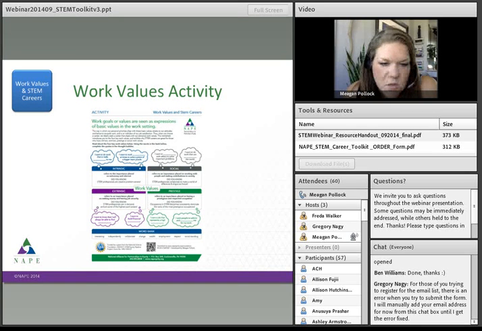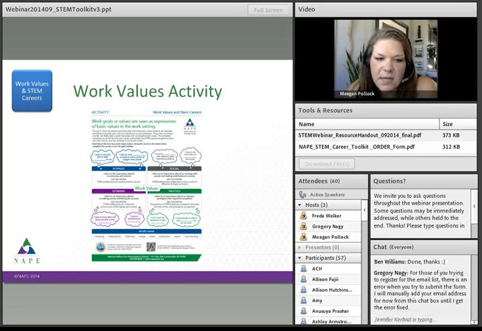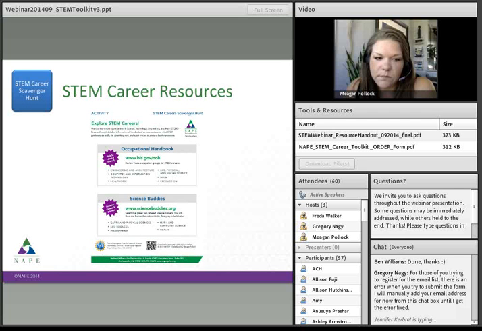I know that's really tiny for you to see, but you can learn more at napequity.org/counselors and look at that. This is just a really quick worksheet that you can do with your students. And this activity is really good for students in middle school all the way through high school as well.